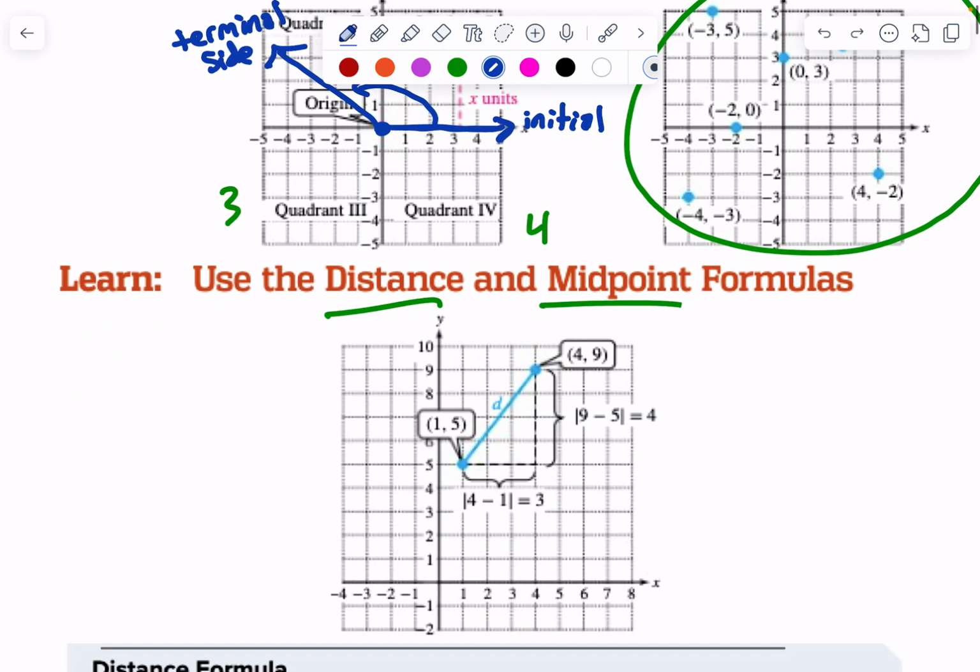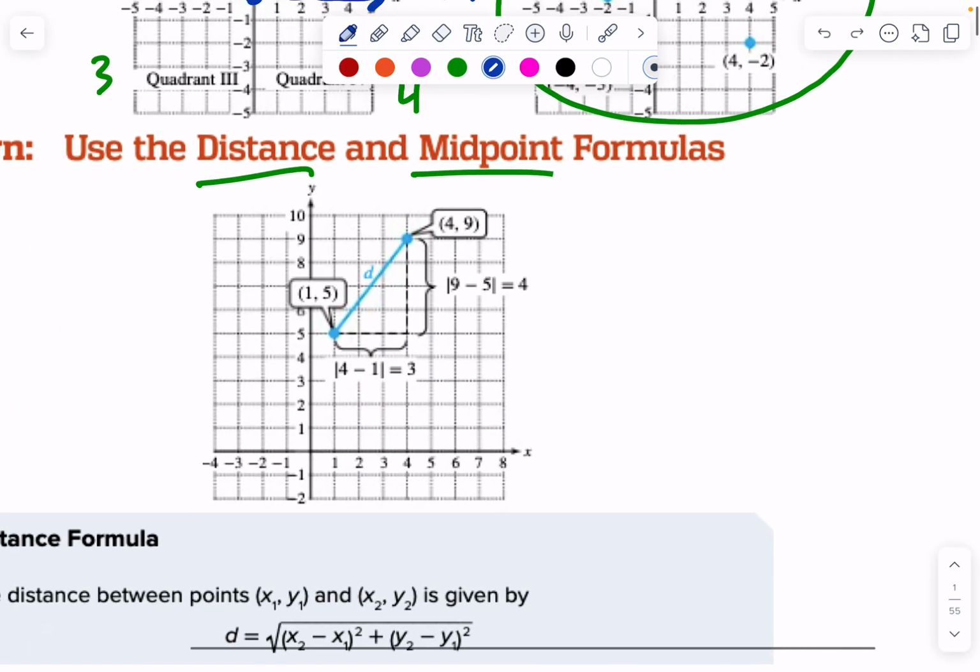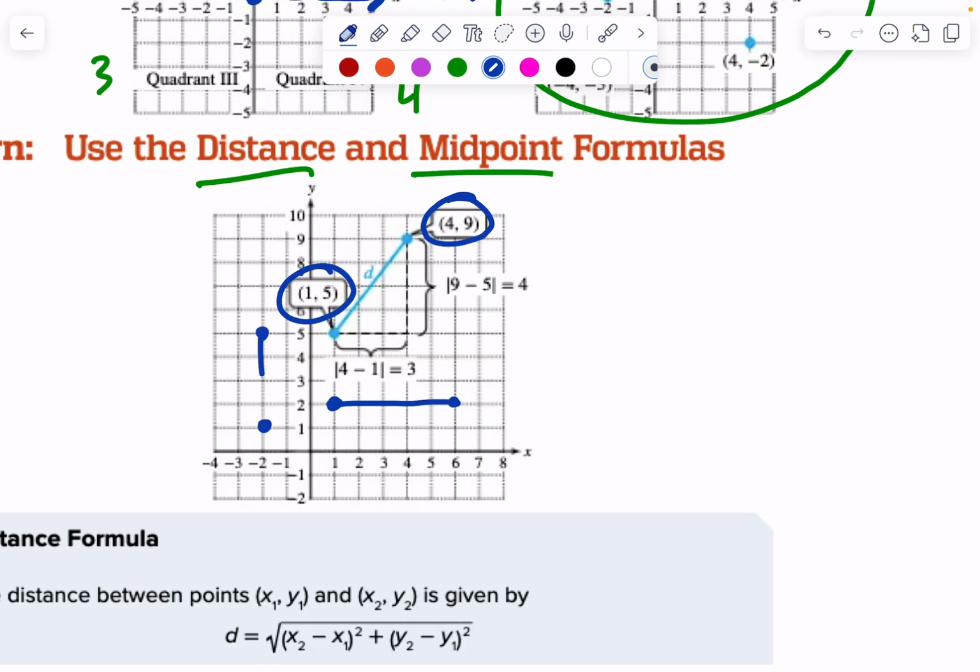Okay, so distance and midpoint formulas. Here is what we're talking about: 2 points on a coordinate plane, (1, 5) and (4, 9). If these were horizontal with each other, I would just count those. Or the same thing with a vertical line, I would just count those. But these, since they're at a slant, we have to actually do the distance formula.